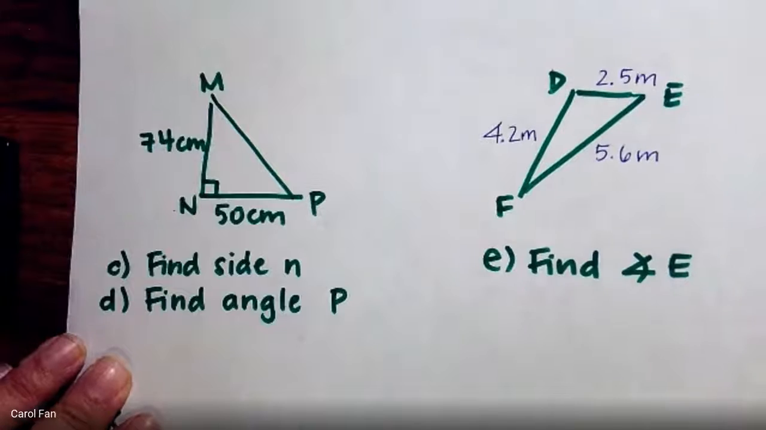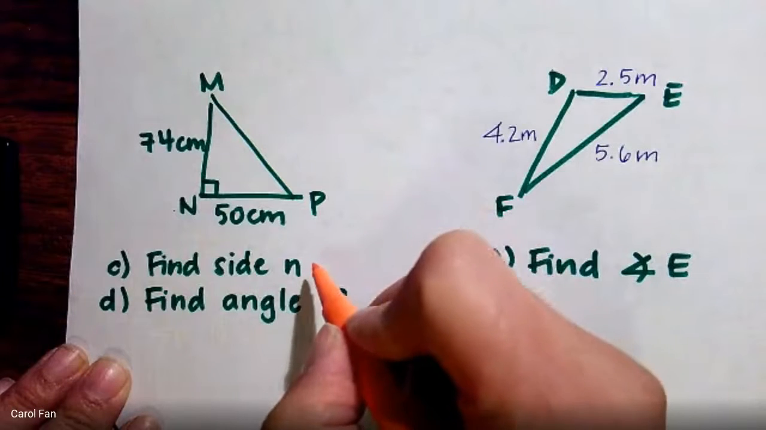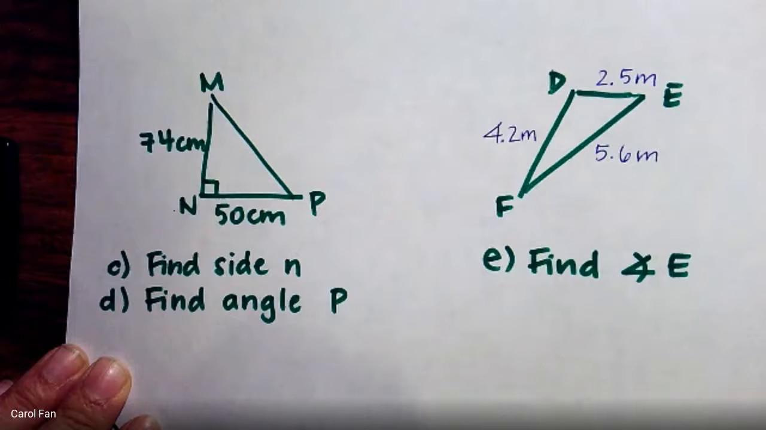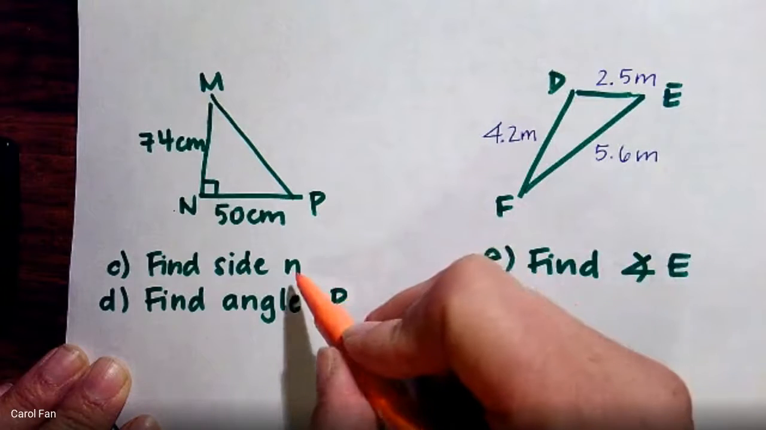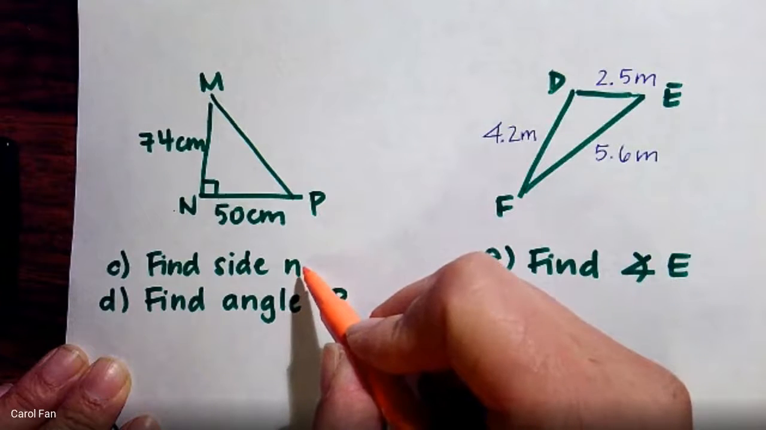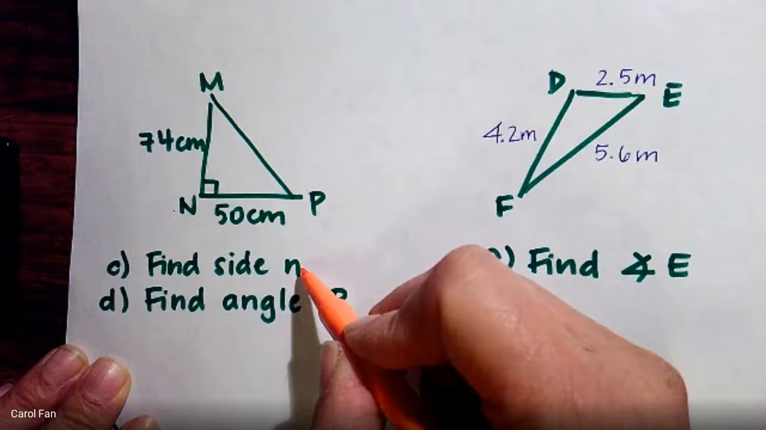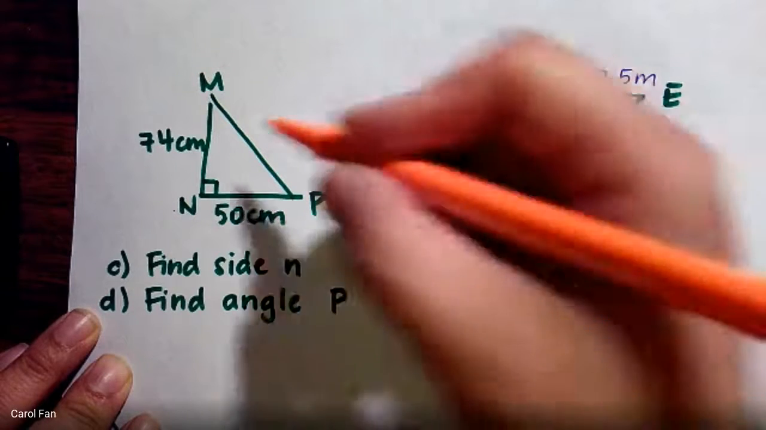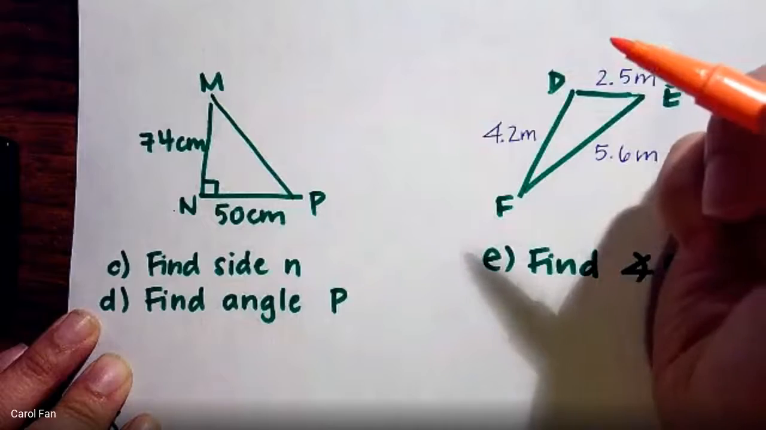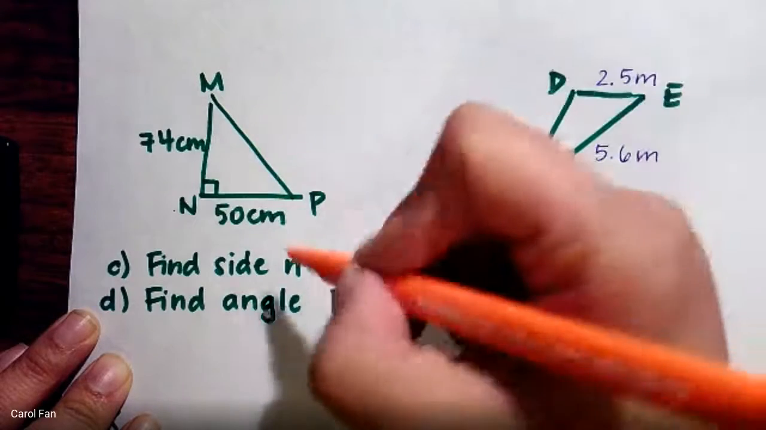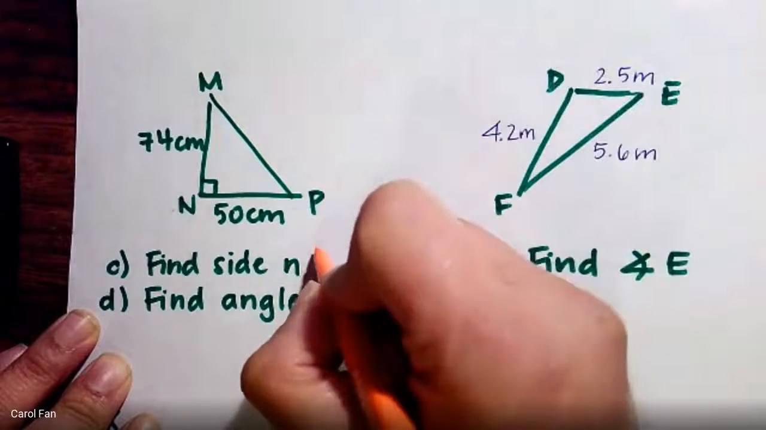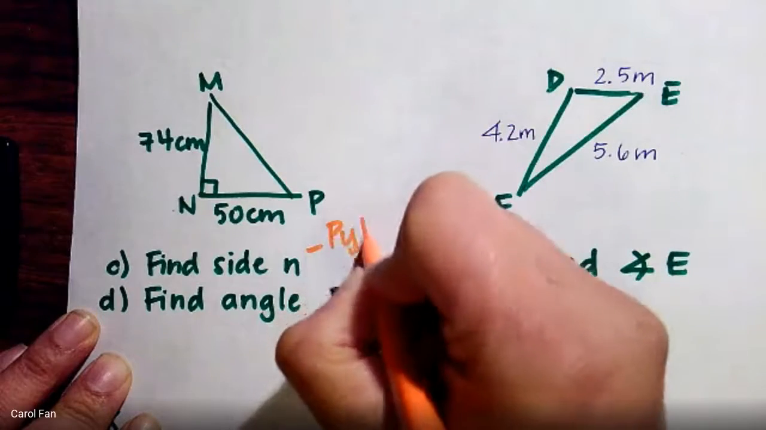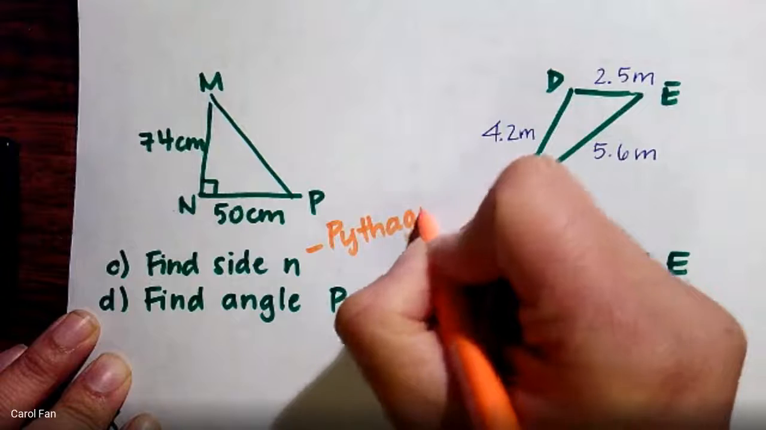Next, two examples. We have a right angle triangle. The first part of this question is asking us to find side n. Side n has no angles involved other than the 90 degrees. So we have two sides and we need to find the third. That means that this is going to be solved using Pythagorean.